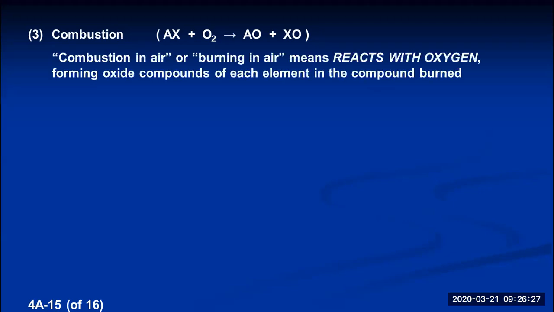The final type of reaction we're going to talk about are combustion reactions. And a combustion reaction has a general form like this. A compound, I'll call AX, reacts with oxygen. And what happens is the oxygen, being so reactive, forms a compound with both element A and element X. So whenever you hear somebody saying combustion in air, or more commonly burning in air, that's a combustion reaction. And burning in air means something is reacting with oxygen. And when it reacts with oxygen, it forms oxide compounds of each element in the compound burned.